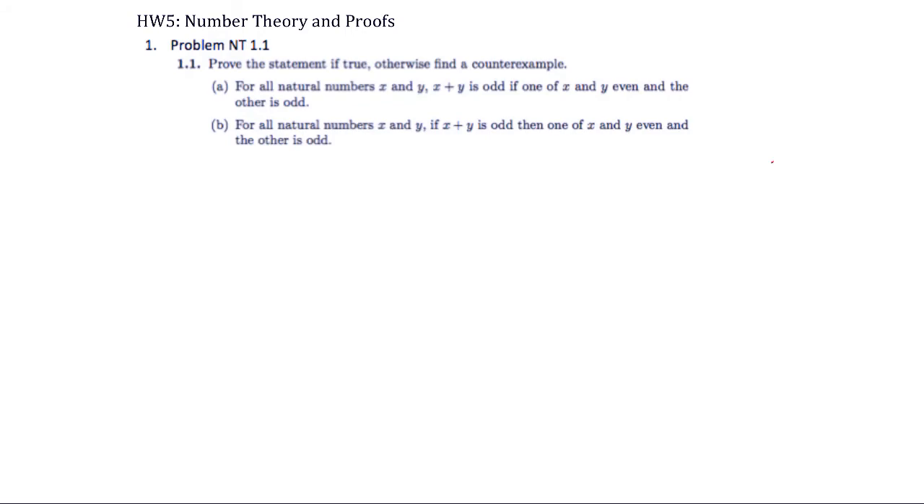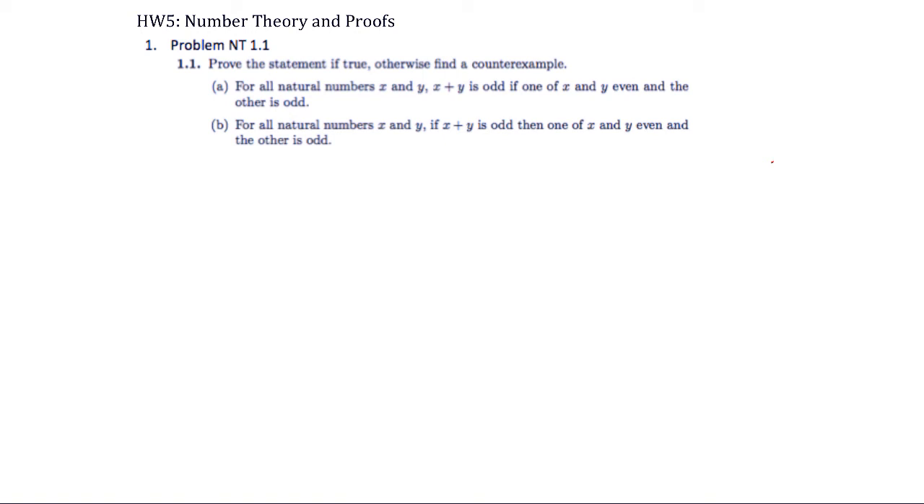Okay, in this video I'm going to do problem 1 of homework 5, and in this problem it says that we need to prove the statement if true, otherwise find a counterexample. And it's about the subject of adding even and odd numbers and whether or not the sum is even or odd. For part A it says, for all natural numbers x and y, x plus y is odd if one of x and y is even and the other is odd.